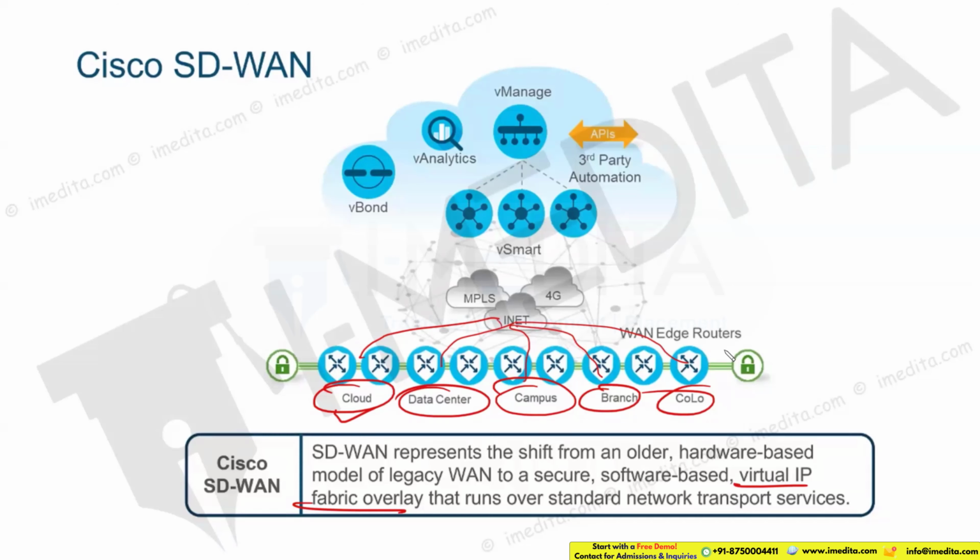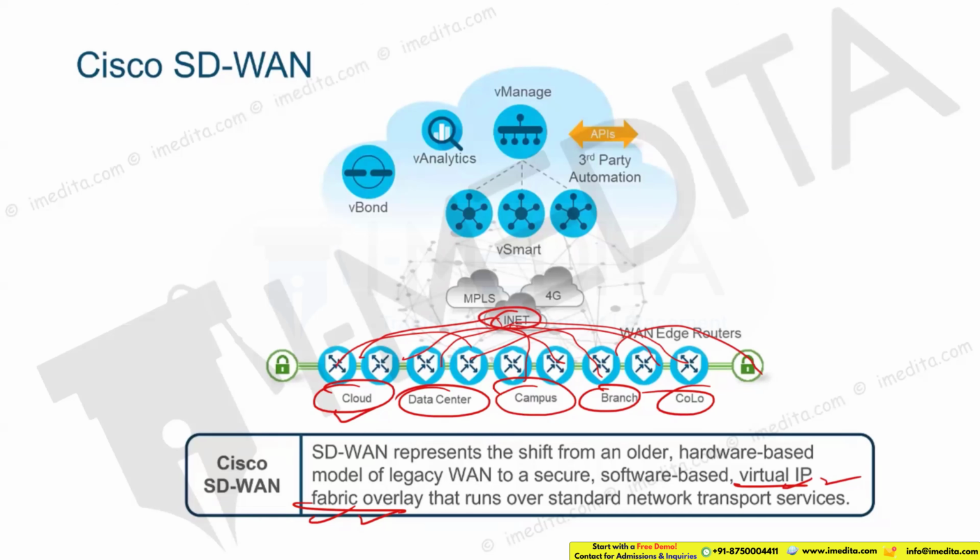Now, on top of the internet, it will build a virtual IP fabric overlay automatically. So underlay is your internet, and in overlay, it will create a virtual IP fabric, which means the IPsec tunnels will be coming up between the routers over the internet automatically. And that's called virtual IP fabric. And that happens automatically, by the way. You don't do anything for that.